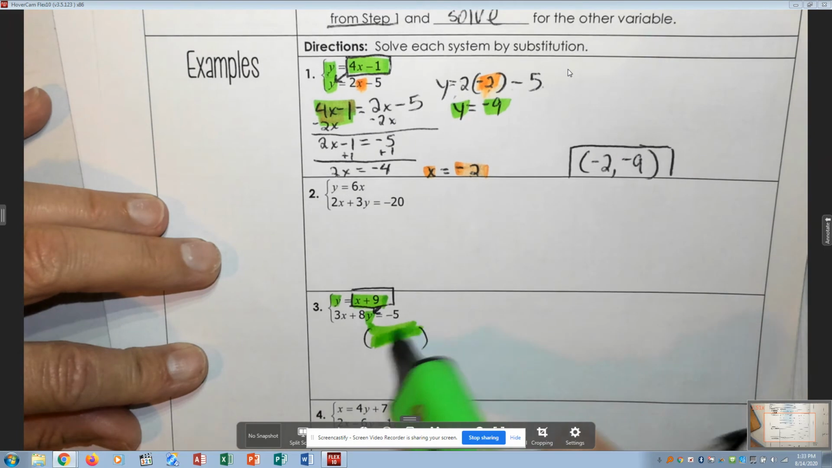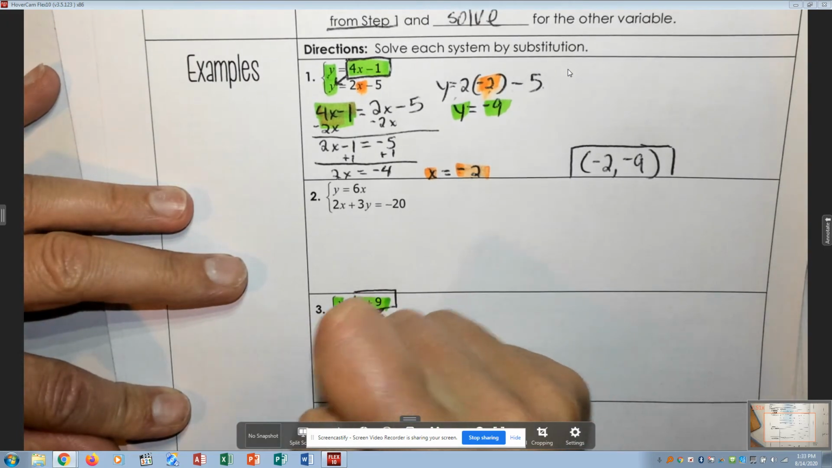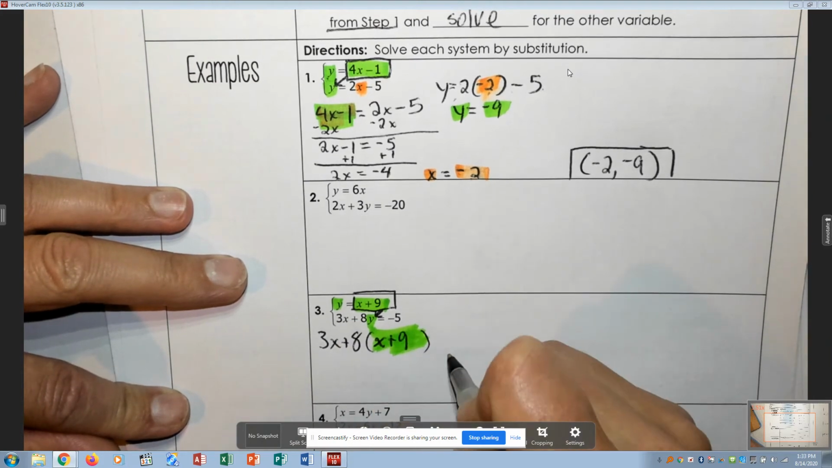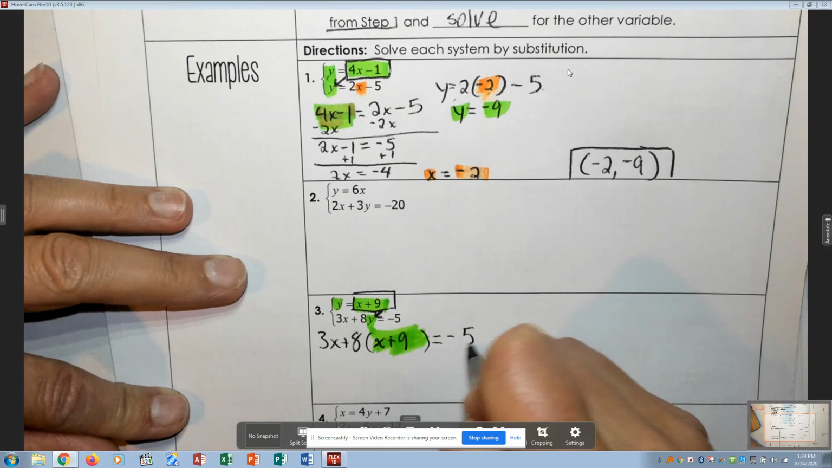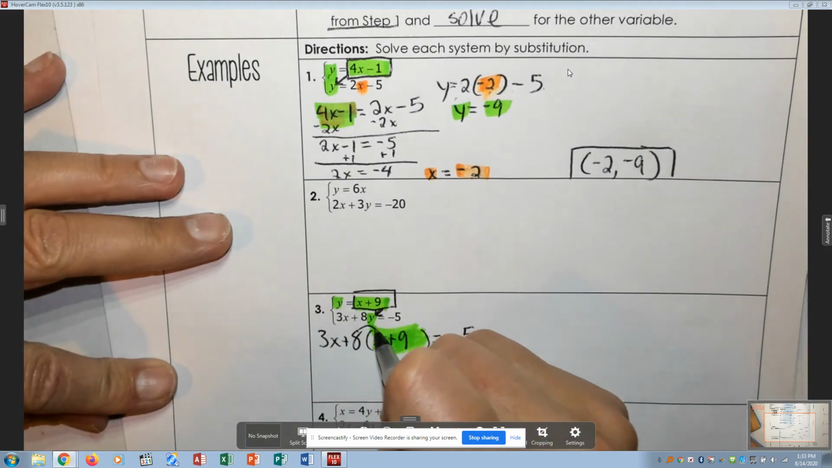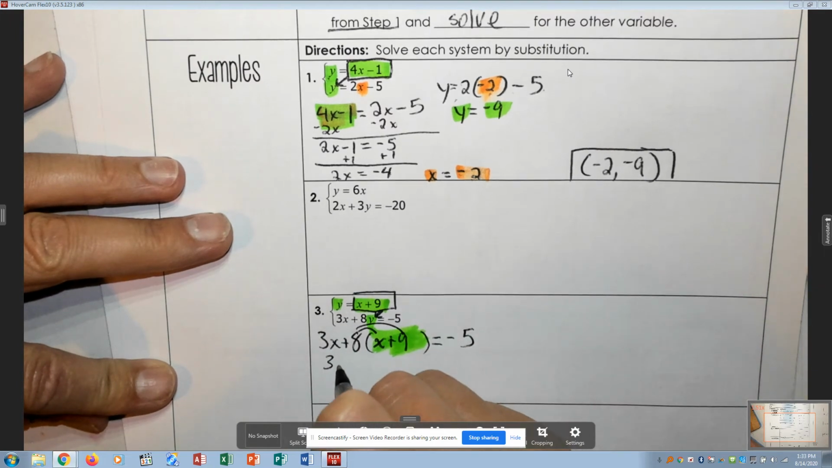So let's do this. So 3x plus 8, and then this is going to go in, equals negative 5. So I combine both equations. I also got rid of my y's. I'll deal with the y's later. So now, distribute. We learned this in Unit 1.